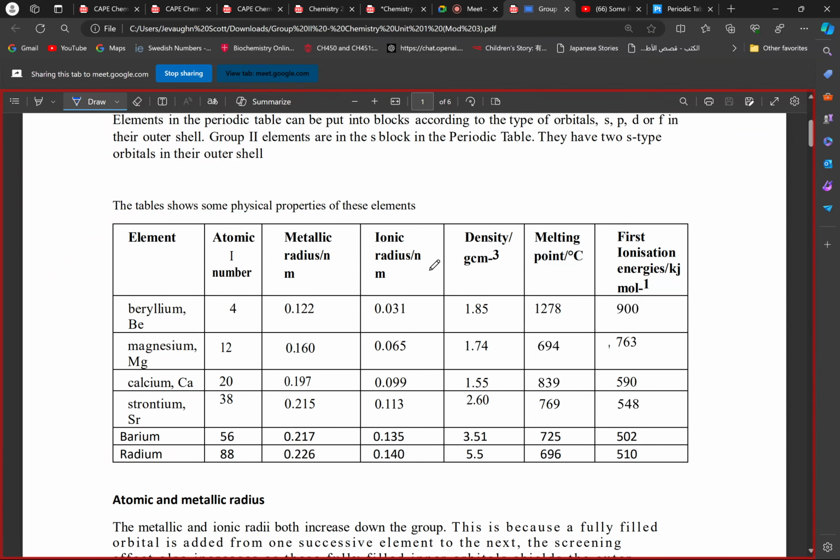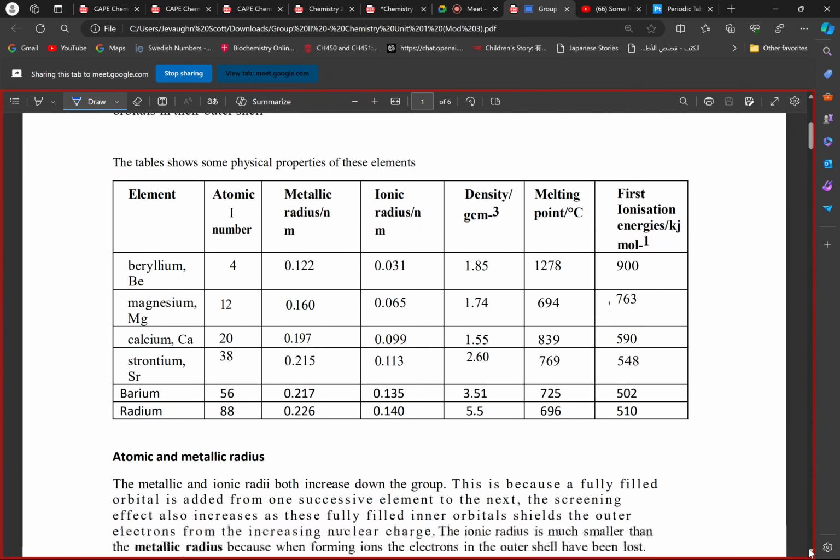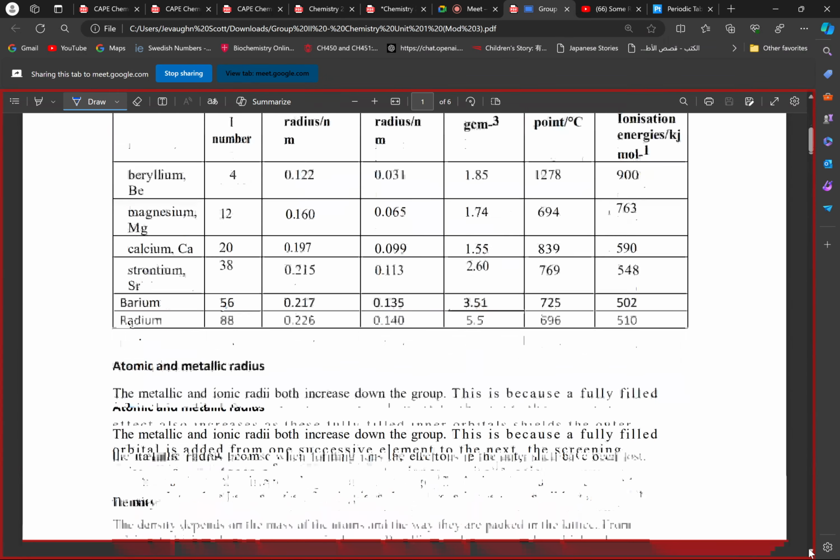But yeah, so we have that there. Our density now: as we go down the group, density increases. We know what density is, yes? Everybody should know what density is. So the density increases going down the group. The melting point as well, and the melting point slash boiling point, we have that there. And then the first ionization energy is actually decreasing going down the group. Let's have a look at this.